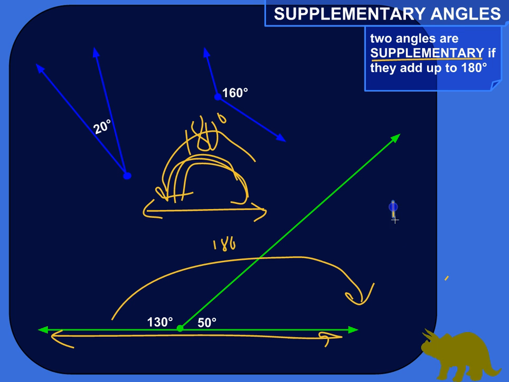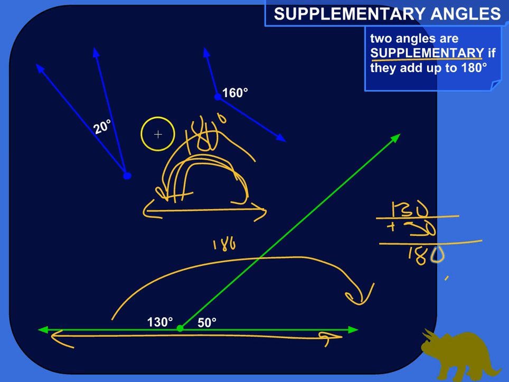So 130 plus 50 is 180. So they're supplementary. And it's easy to see if they're adjacent angles and they're part of one big angle that's 180 degrees.